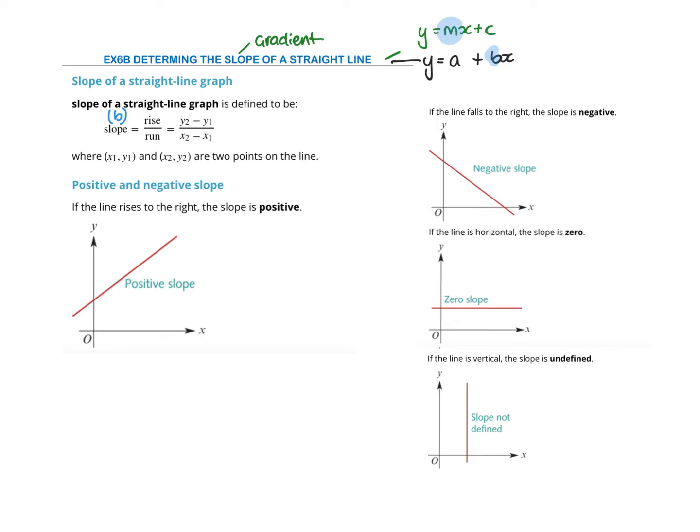Okay, so we can always use two points to find the gradient. You can use two points where you take one y value and the other y value from the points and so on. So we're going to practice that. Here's what a few gradients look like.